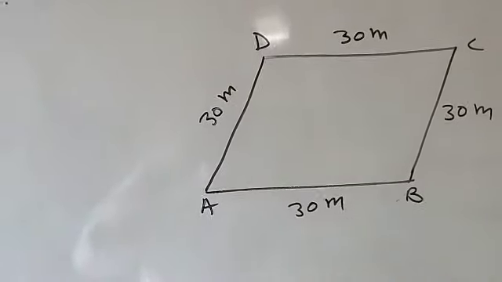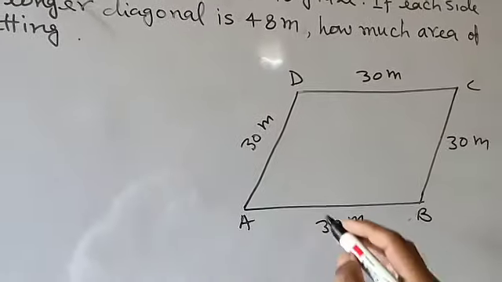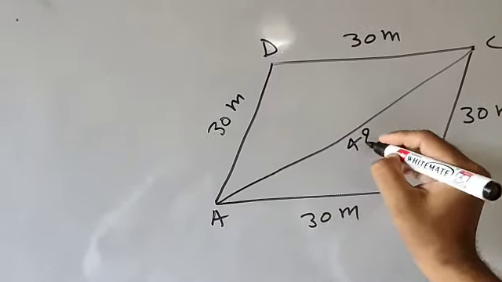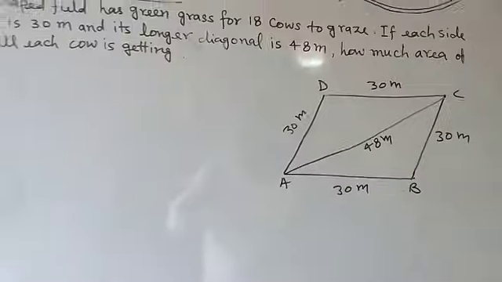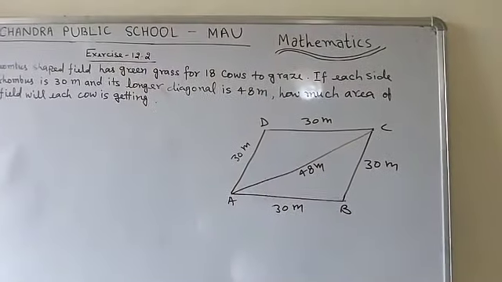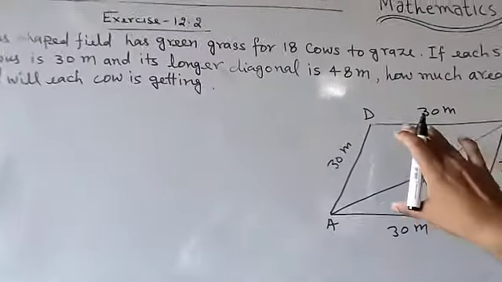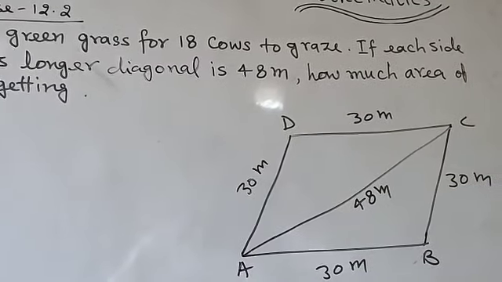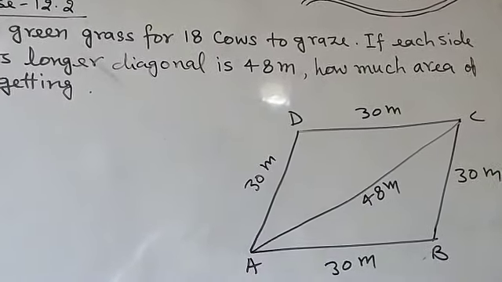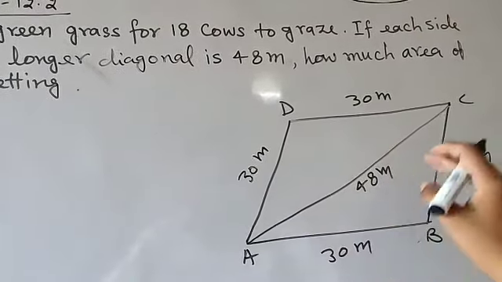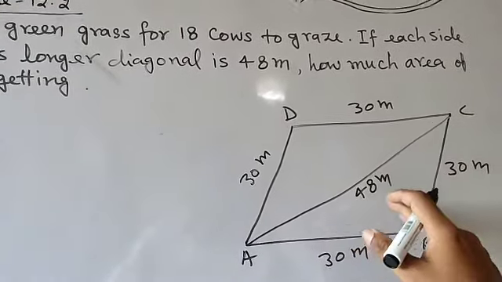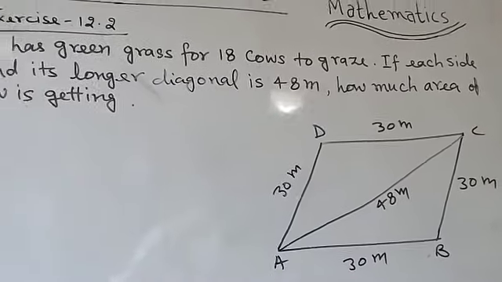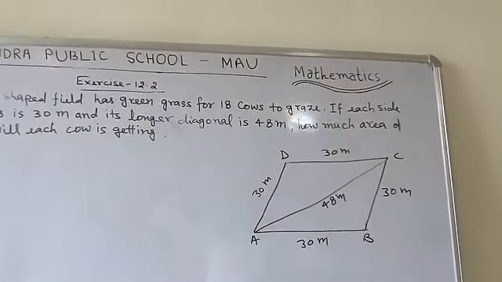Each side is 30 meter and its longer diagonal is 48 meter. One of the diagonal lengths is given, that is 48 meter. Now it is asked how much area of the grass field each cow is getting. If this field is for the 18 cows, then you need to find how much area of the field is used by each cow. So first you need to find the area of that field, and after that, that area will be divided by 18. That will be the area of the field used by one cow.